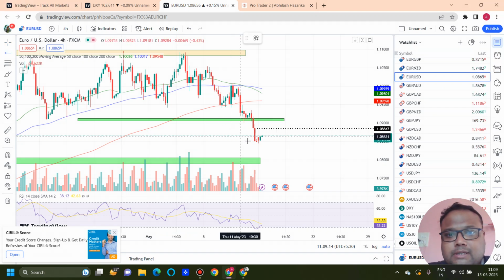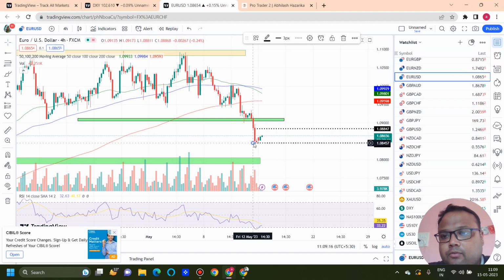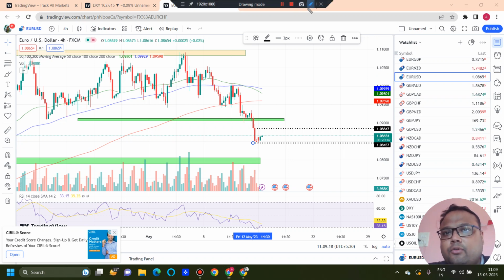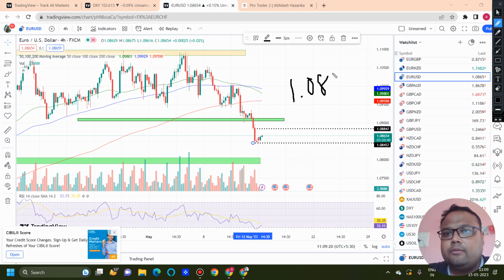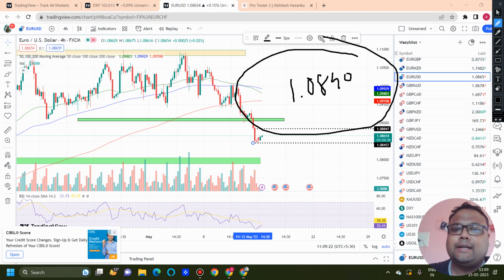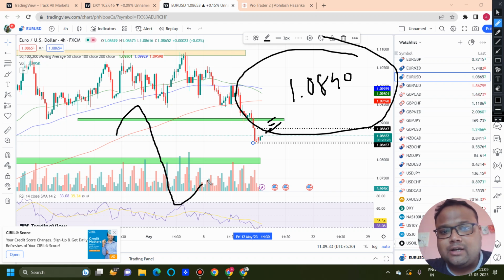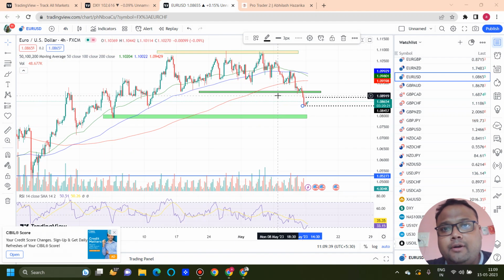You can also look for a sell below the level of 1.0840. Below this level also you can take a sell if you miss taking a sell around the earlier level. But make sure that your sell is a quick sell, because you can see the market structure is like this. So obviously at one point the market will be going up again.